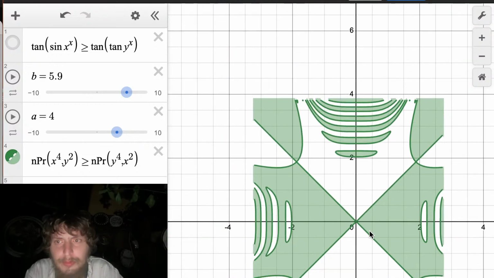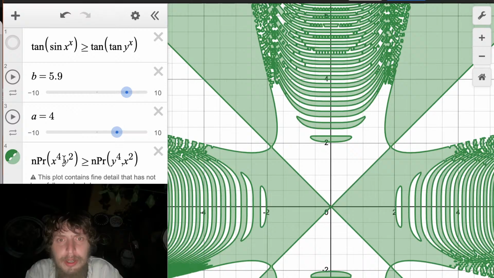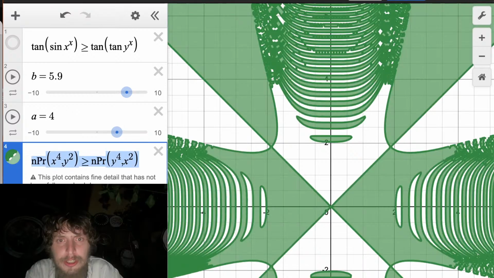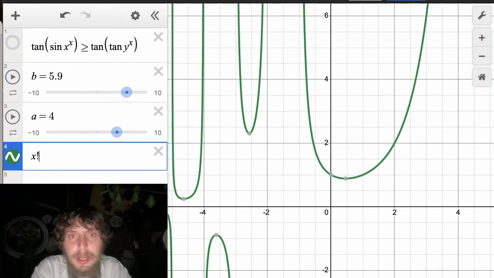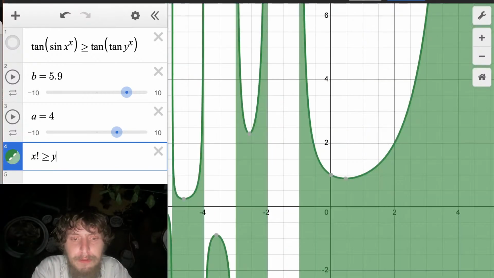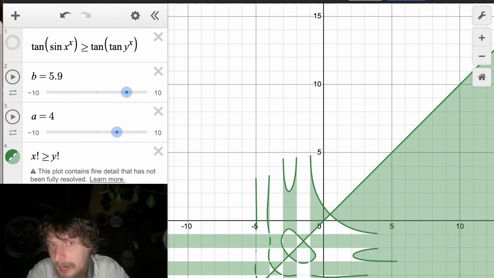And let me take a look at our comments real quick as what we're going to try right here. First, let's just switch, since this involves the factorial. Let's do a quick factorial experiment. Here's where we have x factorial being greater than or equal to y factorial.